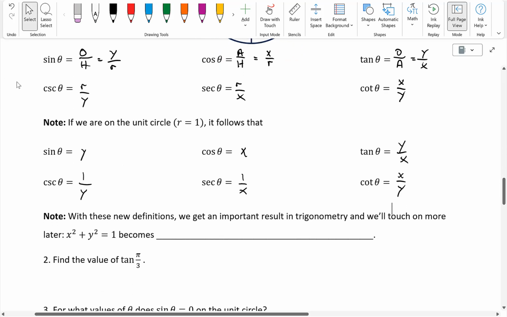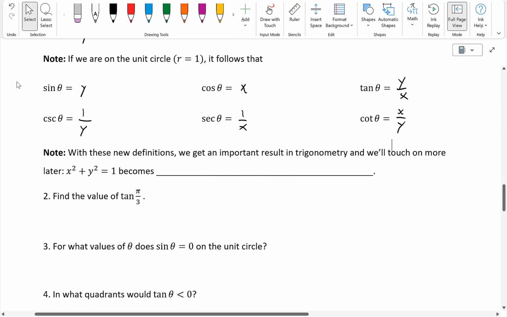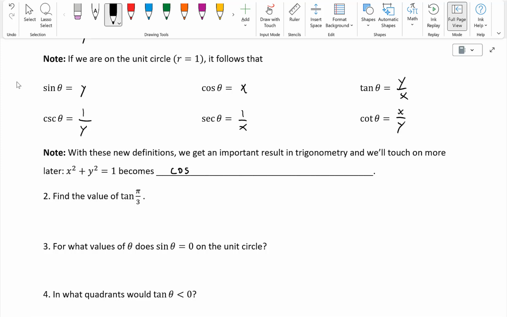All right, a note here that we'll talk a lot more about in the future. With these new definitions, we get an important result in trigonometry, and we'll touch on more later. x squared plus y squared equals 1 becomes, if x was cosine theta and y is sine theta, cosine squared theta plus sine squared theta equals 1. This is a Pythagorean identity. It's going to be really important when we work with the identities for trig.